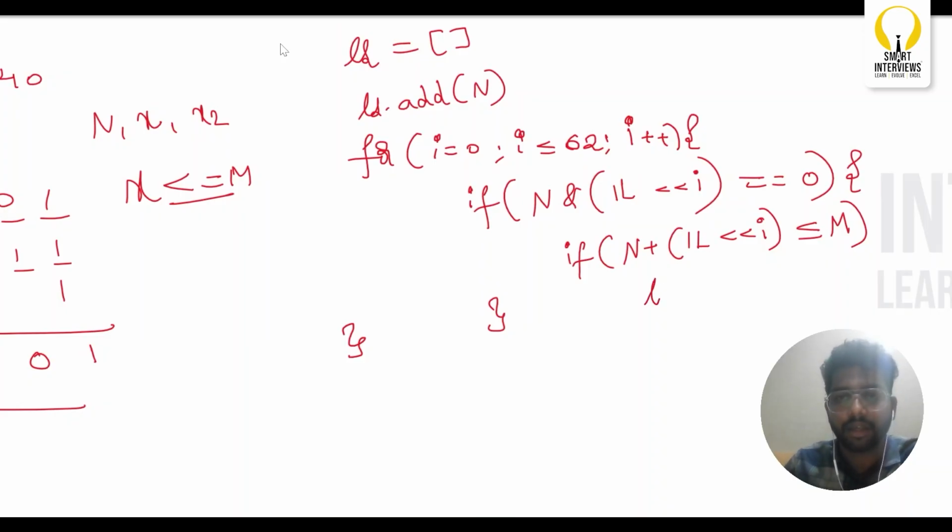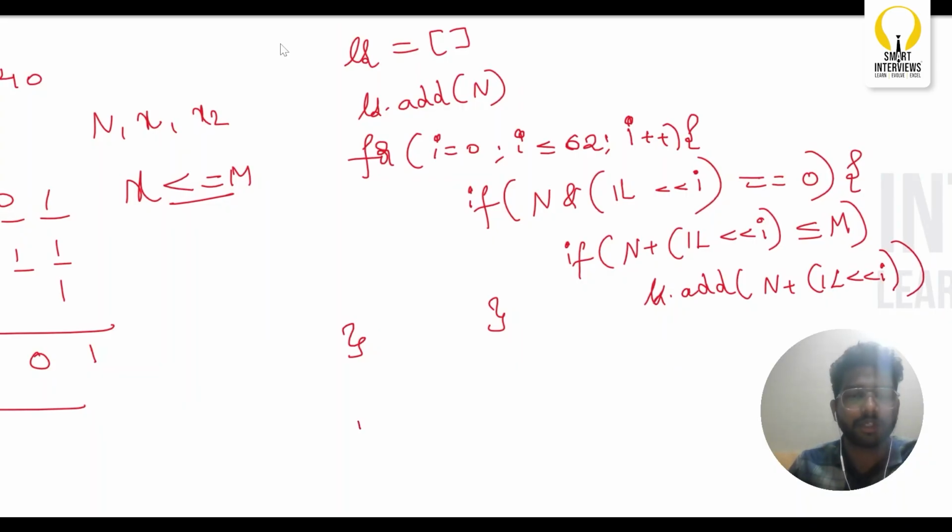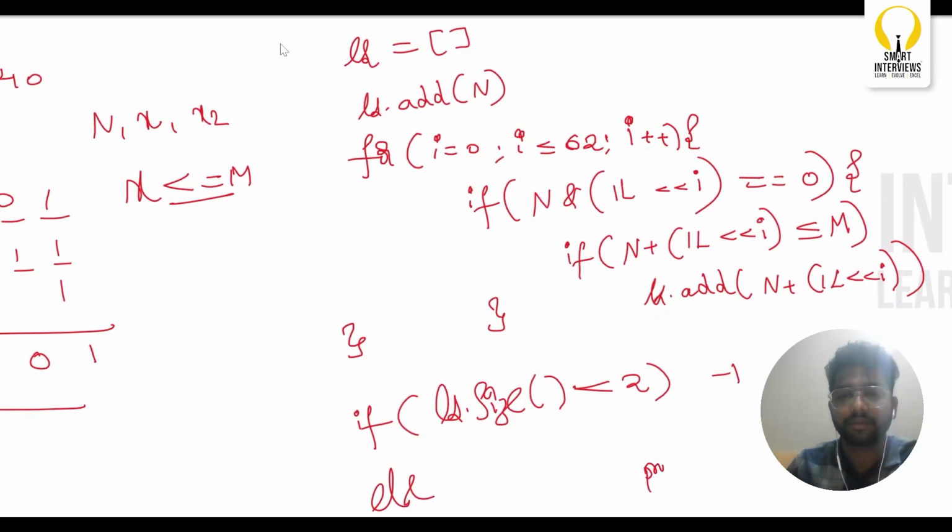If it is less than or equal to m, you can simply say that this is a possible answer, right? Simply I can add it to my answer, n plus 1L left shift of i. That's all. And if not, you cannot add. And at last, simply check the if condition. If ls dot size is less than 2, if it is at least not 2, you can simply print -1. Else you can simply print the size and sequence. Simple.